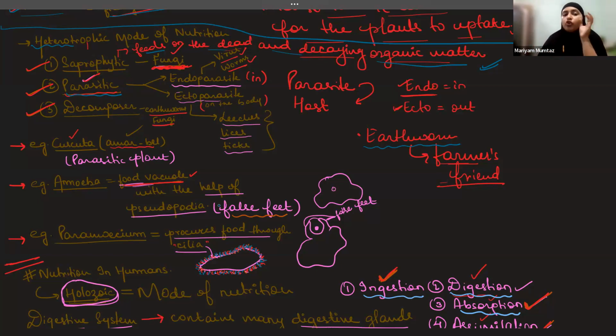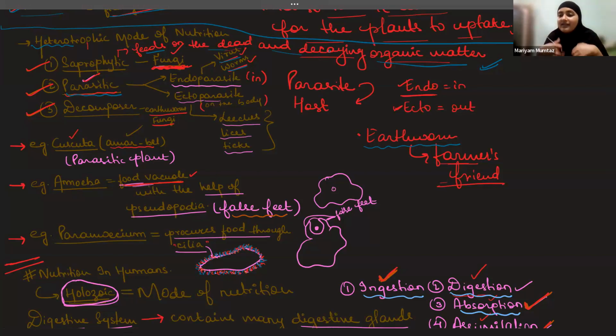Okay? So, talking about the parasitic mode of nutrition, parasites can be of two types. Endoparasites are present inside the body of the host. Endo means inside. Then there is the ectoparasite, meaning on, the parasite that is present on the body. Now, to see the examples, for endoparasites we have viruses and worms.